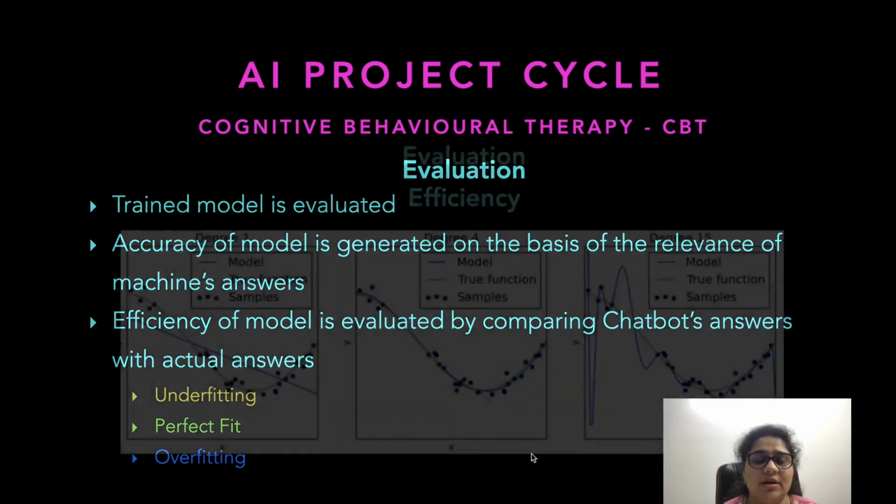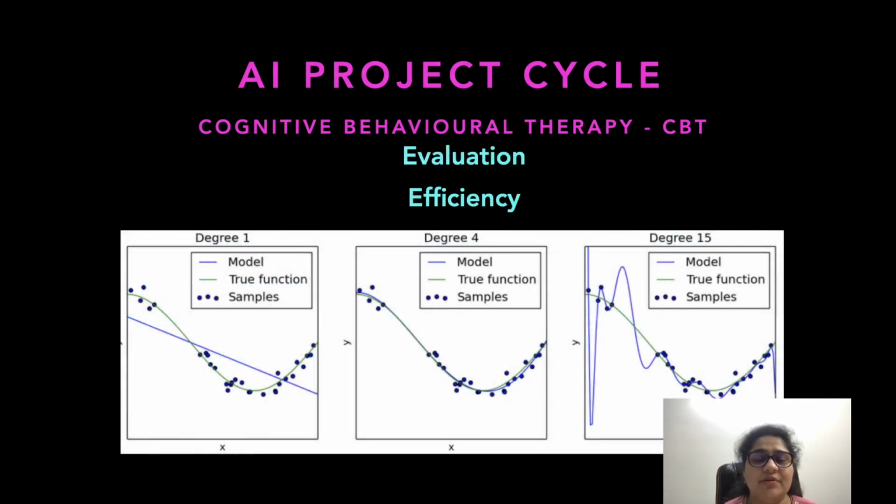Right. So here are the graphs, the efficiency evaluation graph. In the first model, the blue line is the model's answers, green is the true function, and dotted is the sample. Can you guess what the efficiency of this model is? Yes, you're right. It is an underfitting model.